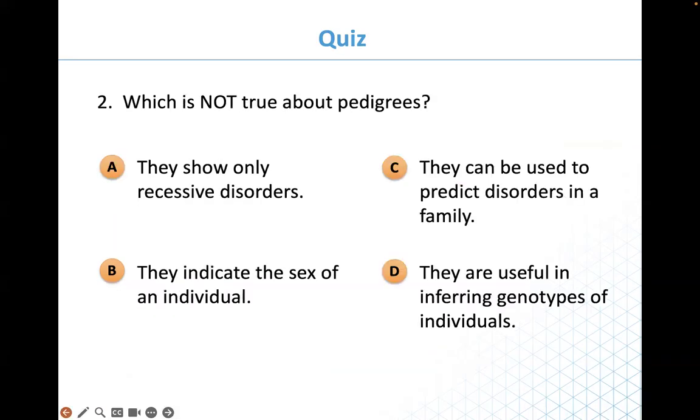You need to study pedigree very well. If you want to get answers to your pedigree questions right, you need to take your time and study it very well.